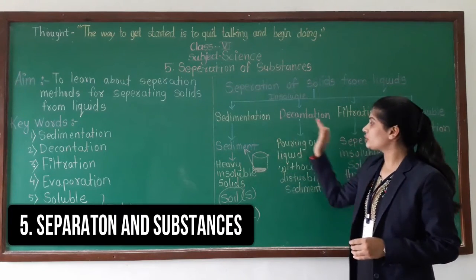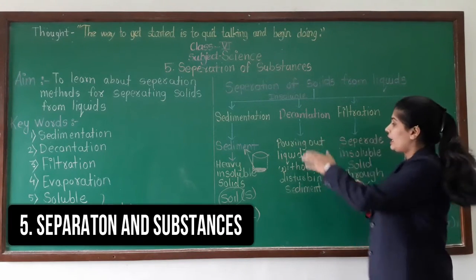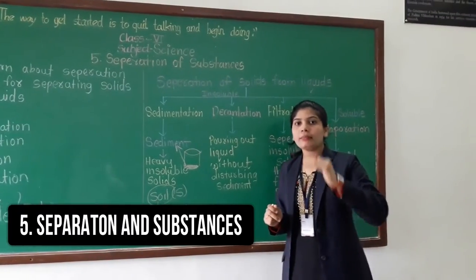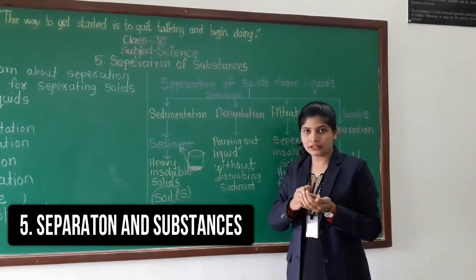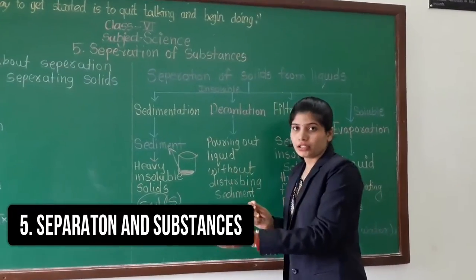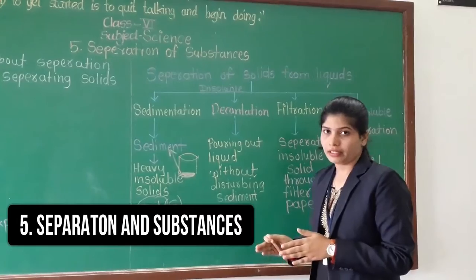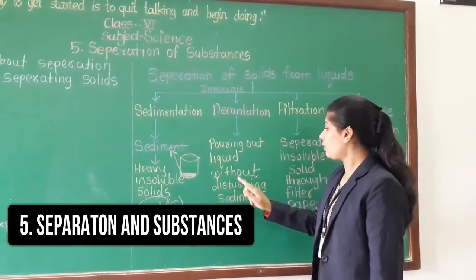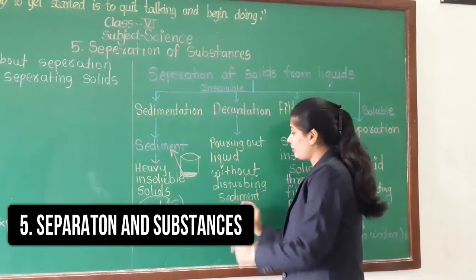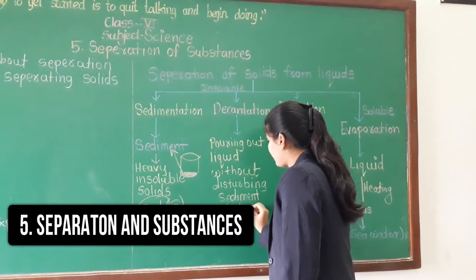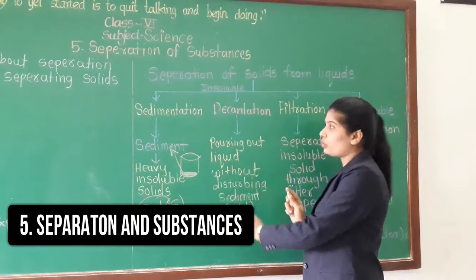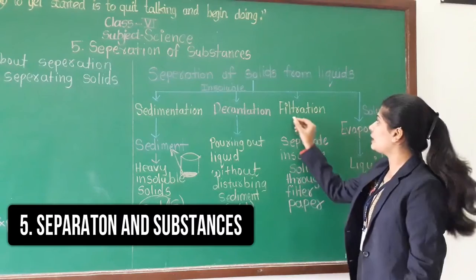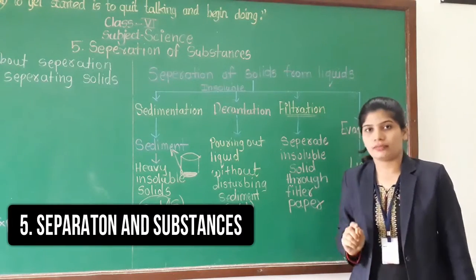Understood sedimentation and decantation? In decantation, what we are doing is removing the upper level of water into another beaker without disturbing the sediment. So when we are pouring out the liquid without disturbing the sediment, sediment meaning your solid, that process is known as decantation. Understood? Now the third method is about filtration.